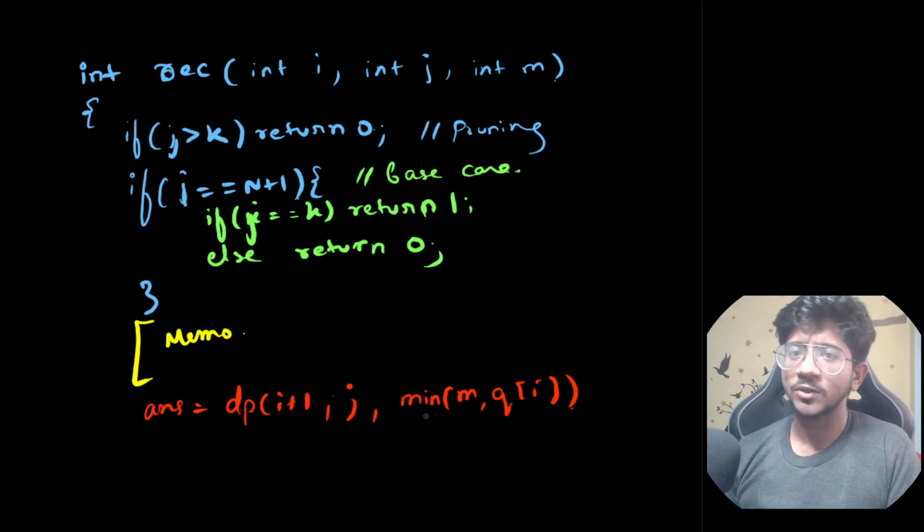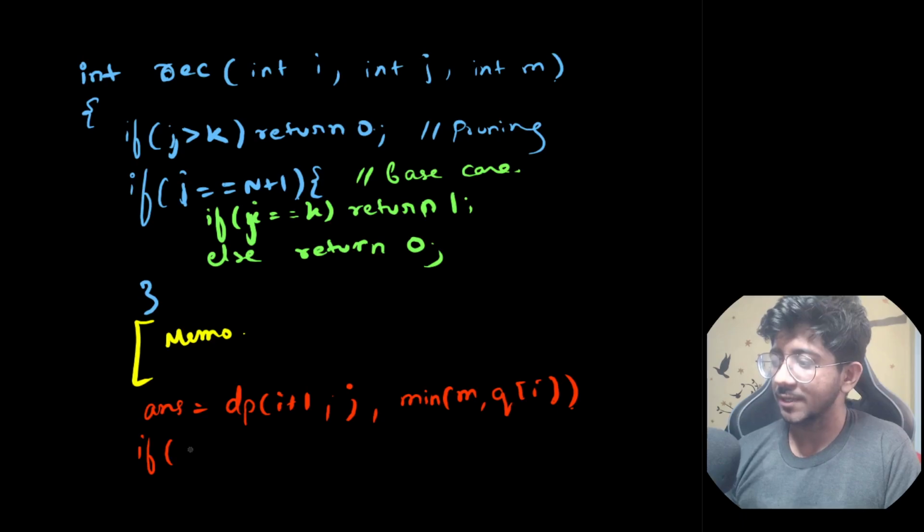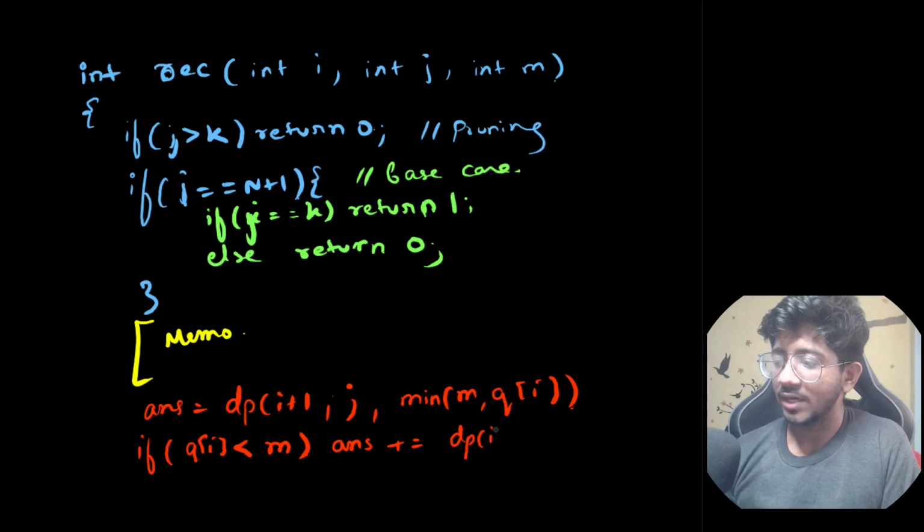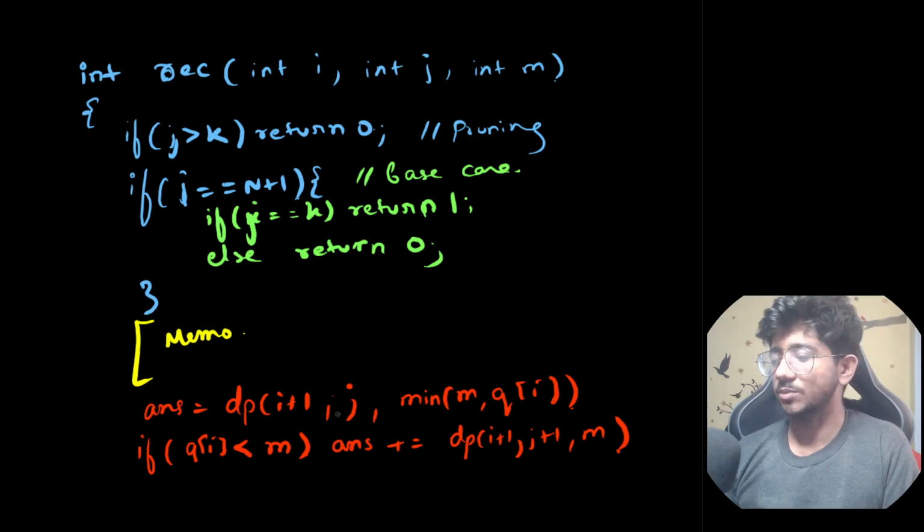And this is anyway possible. You can always not take items. And one more possibility is, let's say we have said that the Q of I is less than the current M, then we can take this item. So answer plus equals DP of I plus 1, J plus 1, the same minimum, right? This is something that is possible. And this is what you store, return.